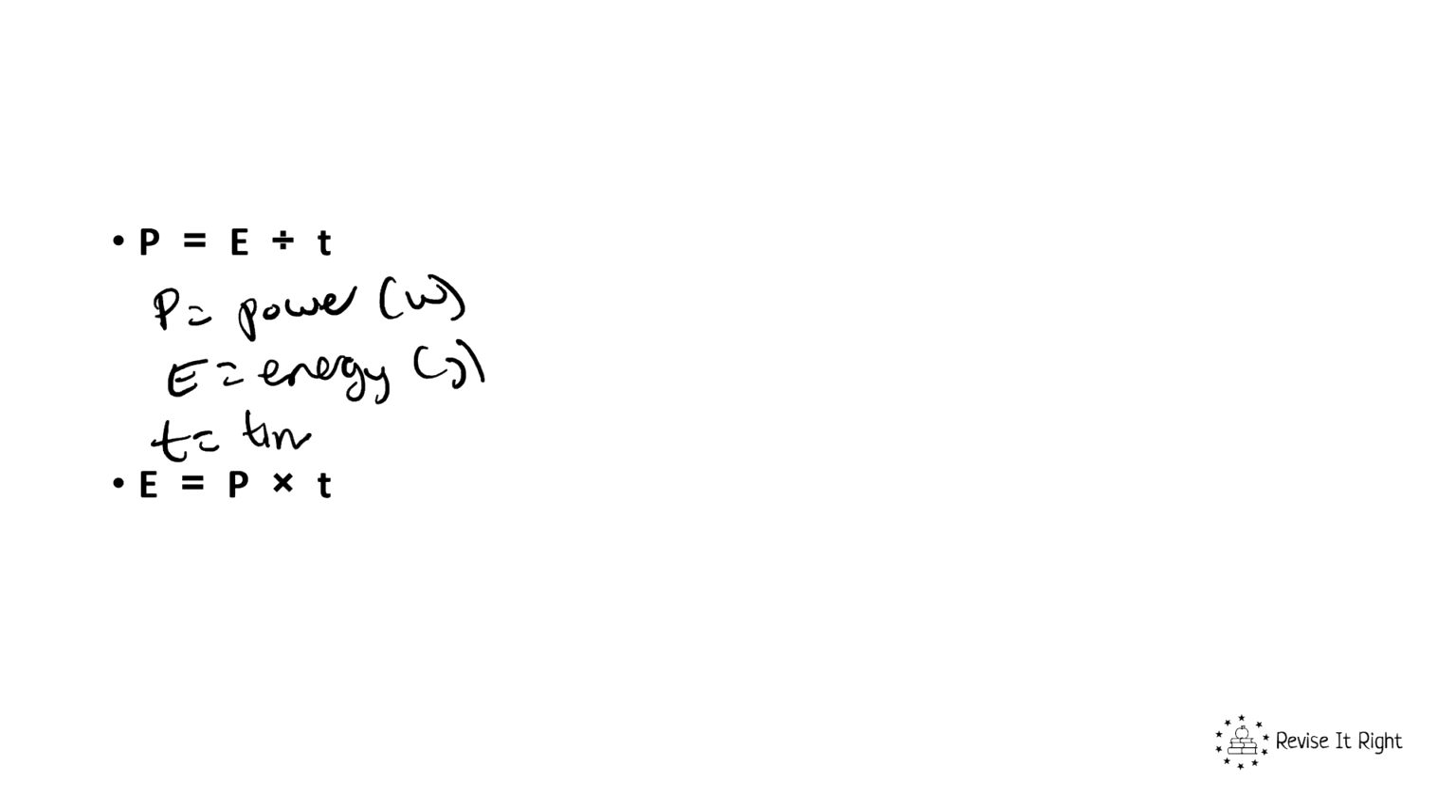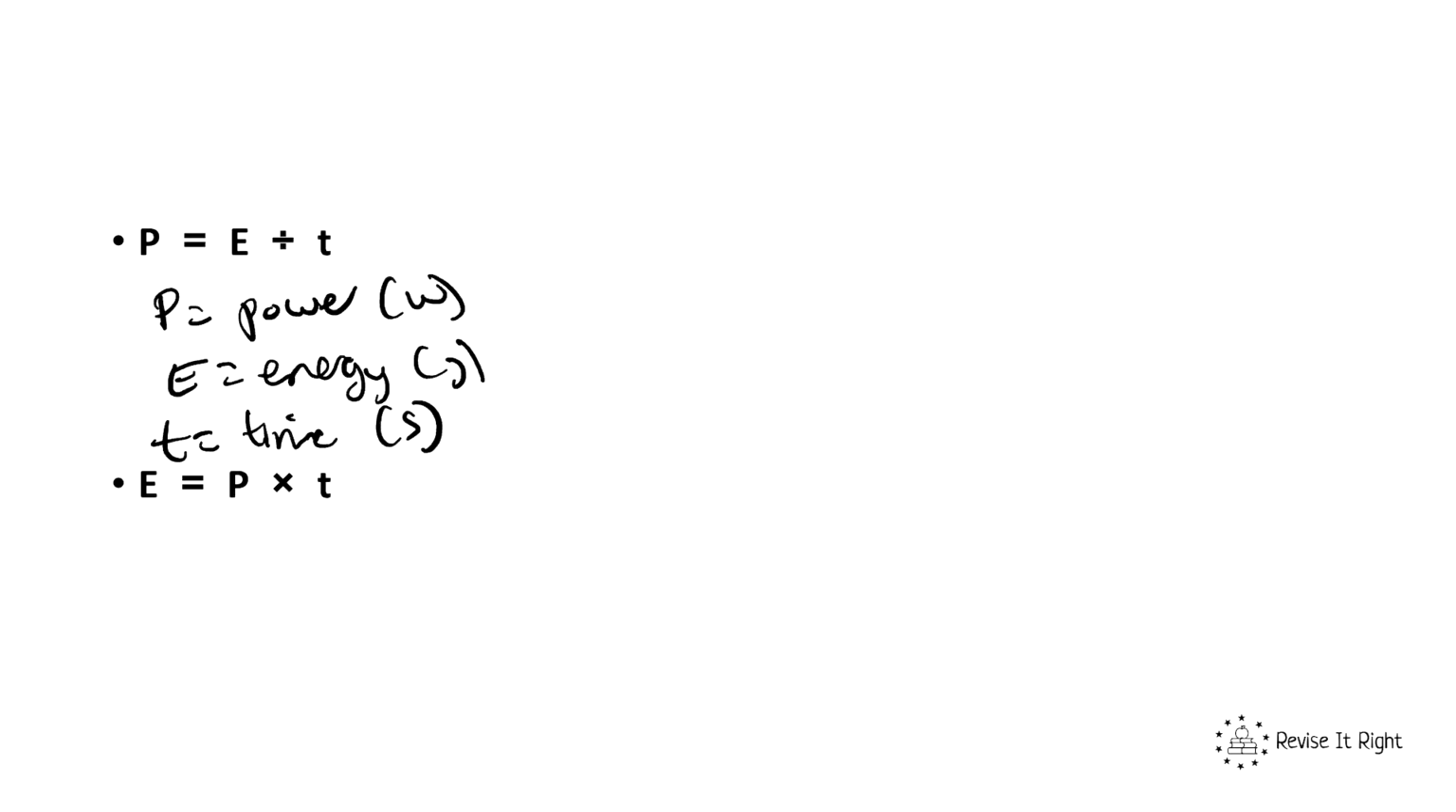Now, there are a couple of equations that we need to learn and need to remember when we're talking about power. The first of which is power is equal to energy over time. So P is equal to power, and the unit is a watt. E is equal to energy, and the unit is joule. And T is equal to time, and the unit is the second. So power equals energy over time.